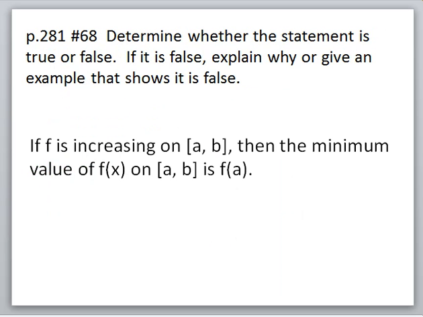Okay, this next problem says determine whether the statement is true or false. If false, give an explanation of why. So this starts out by saying that if f is increasing on a to b, so I will draw an interval from a to b, and it says that f is increasing, and it is a closed interval, then the minimum value of f of x on a to b is f of a. This is always increasing, so this has to be its lowest point no matter what. So this has to be a true statement.